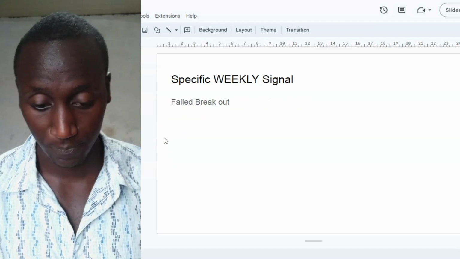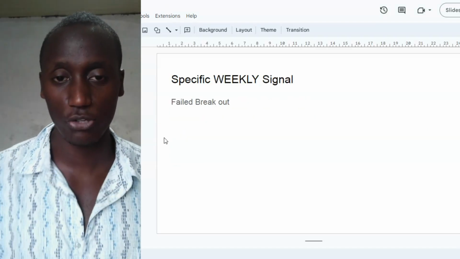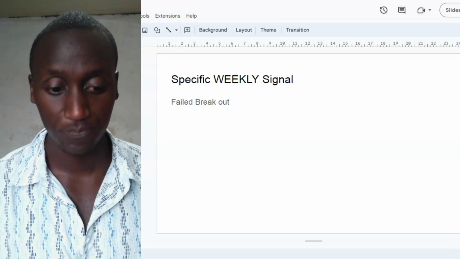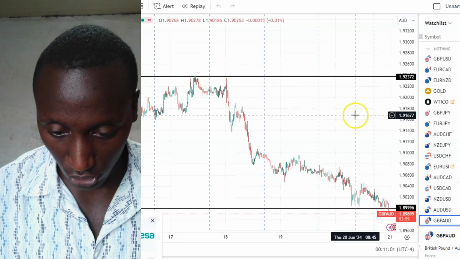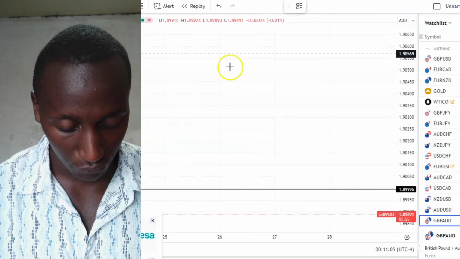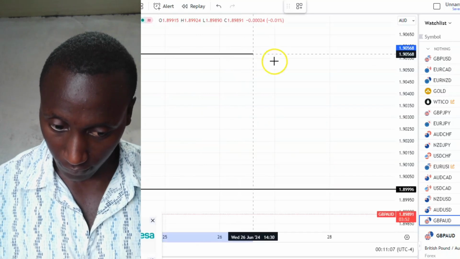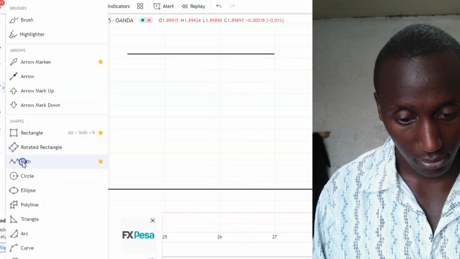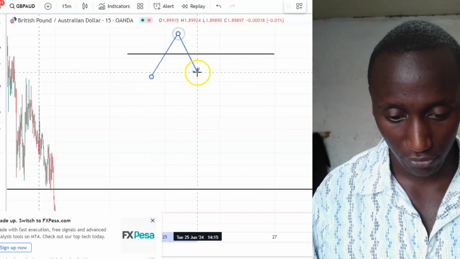Let's do this. And so the first signal that we are going to cover is the weekly signal, which is a failed breakout. Now, a failed breakout occurs when we have a high of the week in place, and then price breaks out of that high and closes back inside of the range.